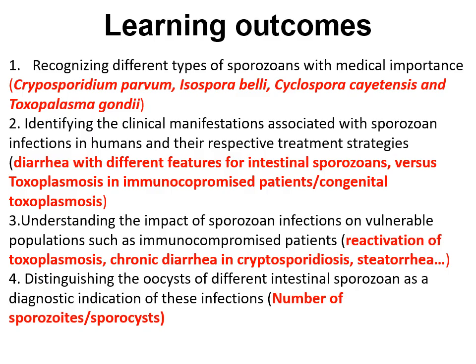As for the second learning outcome, we identified, of course, the clinical manifestations associated with each of these sporozoan infections in a human and their respective treatment strategies. We discussed the diarrhea with its different features for intestinal sporozoans.